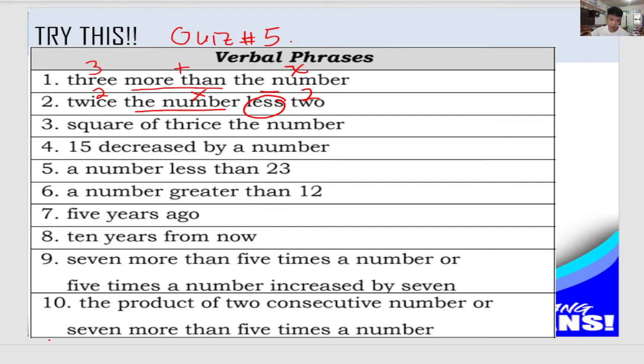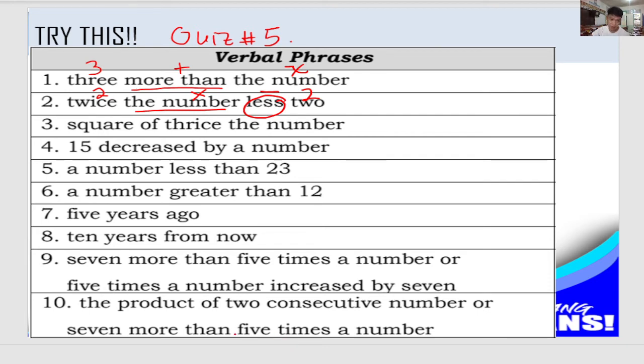The product is times, allow me to use asterisk for times, of two consecutive numbers. Okay, ibig sabihin, burahin ko muna itong 2. Ibig sabihin ng two consecutive numbers, magkasunod daw na number. Ano yung mga magkasunod na number na yan? So, since we don't know that number, X lang siya. Now, anong kasunod ng X? Of course, mag-add ka ng isa para magkasunod sila. So, X plus 1.